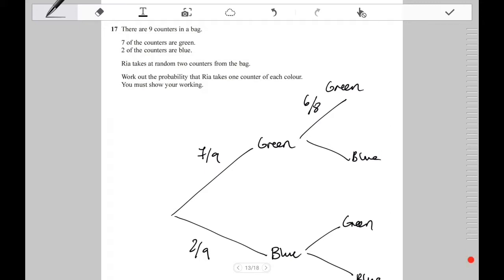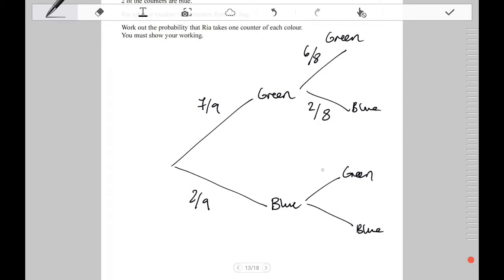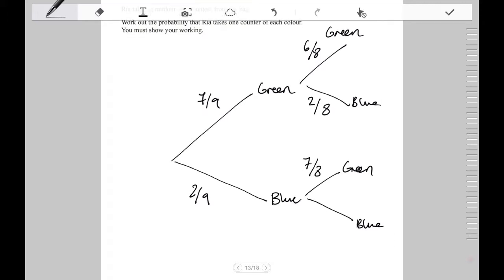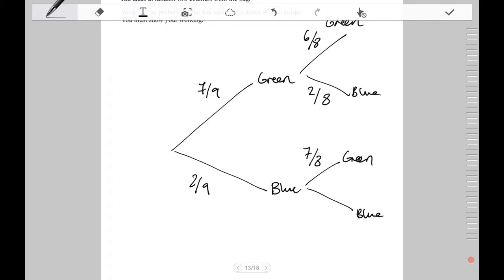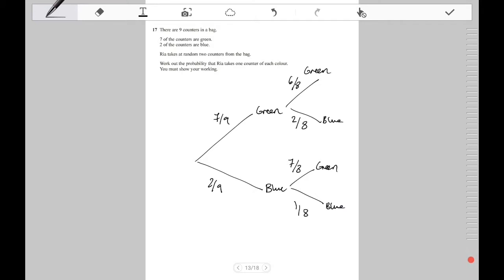She will not have taken out any blue counters, so you still have 2, but it will still be out of 8 because there's 1 less counter in the bag. Similarly here, she's taking out 1 blue counter, but she hasn't taken out any green yet, so it's 7 out of 8. And in this branch she has taken out a blue, so it'll be 1 out of 8. And now all we have to do is, again, use our probability rules.